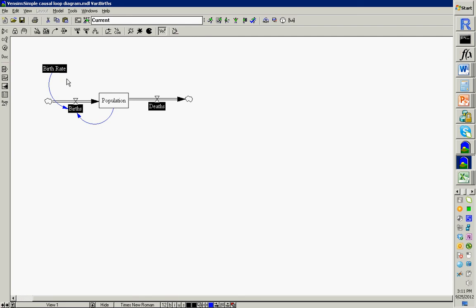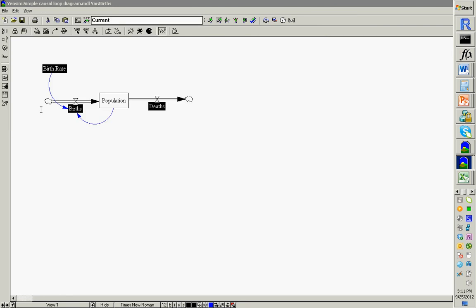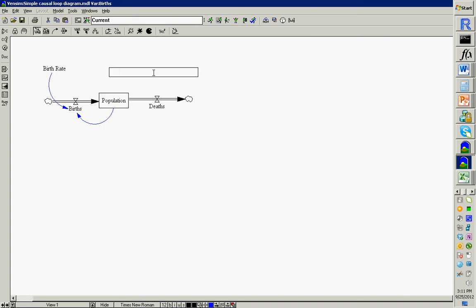But okay, so let's put in a formula for births. So this is births. This is people per unit time. And we'll have some birth rate times the population, right? And, population. And then we're going to have a mortality rate.